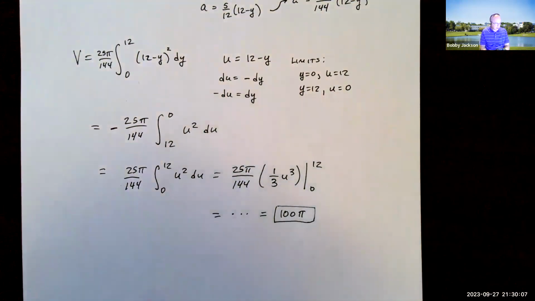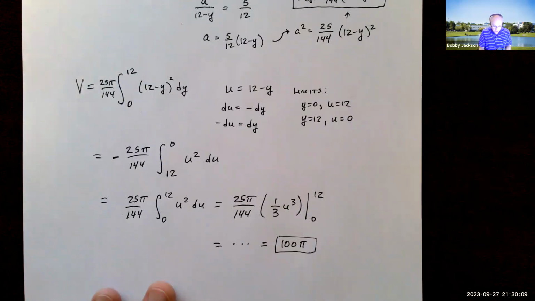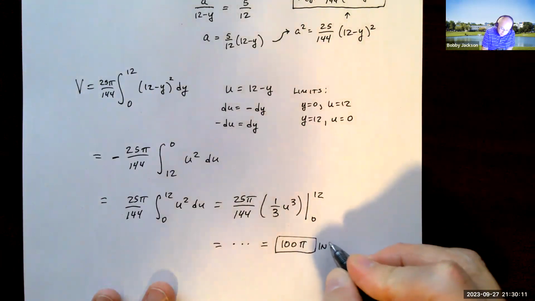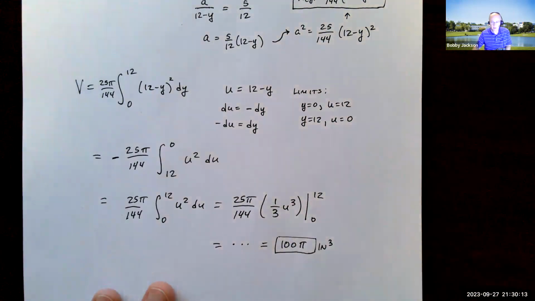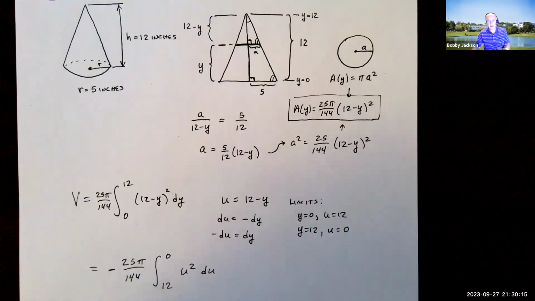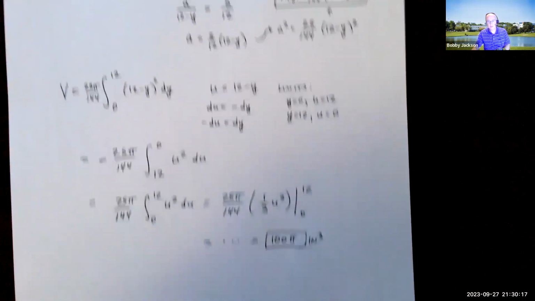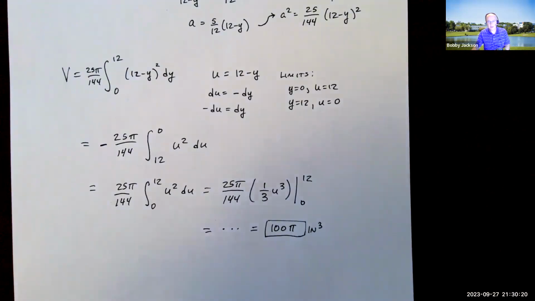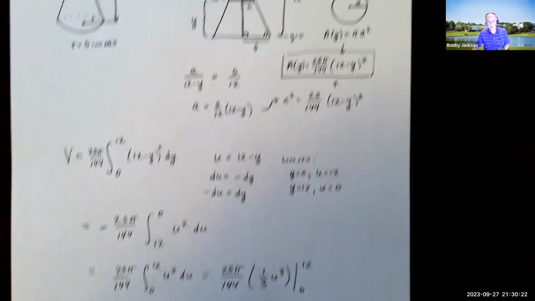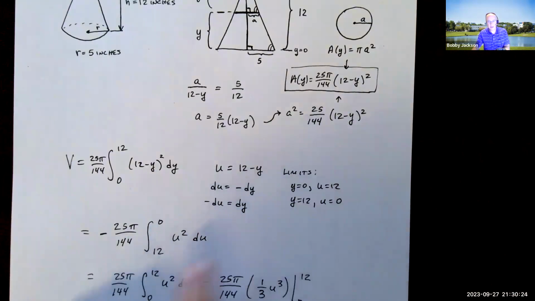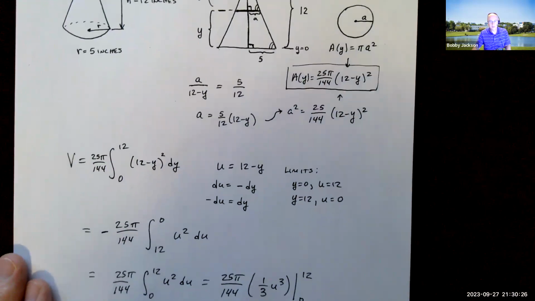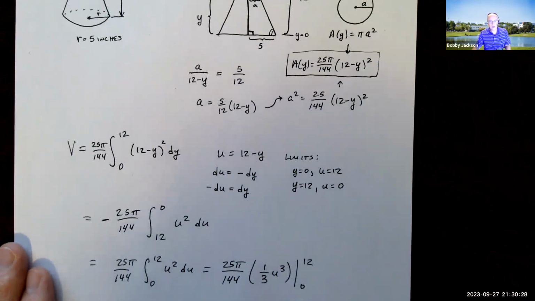And that is the volume in cubic inches, because the dimensions were given in inches. And so that is the answer to the problem, finding the cross-sectional area and then integrating it from 0 to 12. All right, I hope this is helpful for this example.